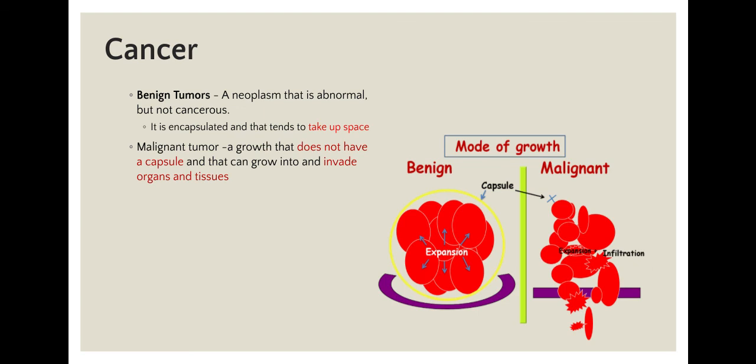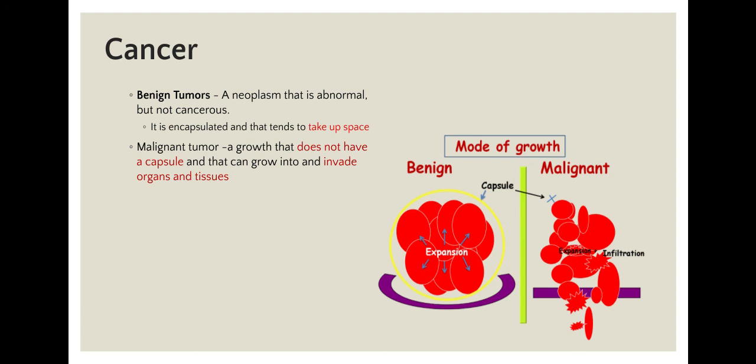We have benign tumors. That is, it's not cancerous, but it is a tumor. And we say that the neoplasm is abnormal, so that growth is not normal. But it's not spreading out of control around the body. It's encapsulated, it takes up space, but it's contained.